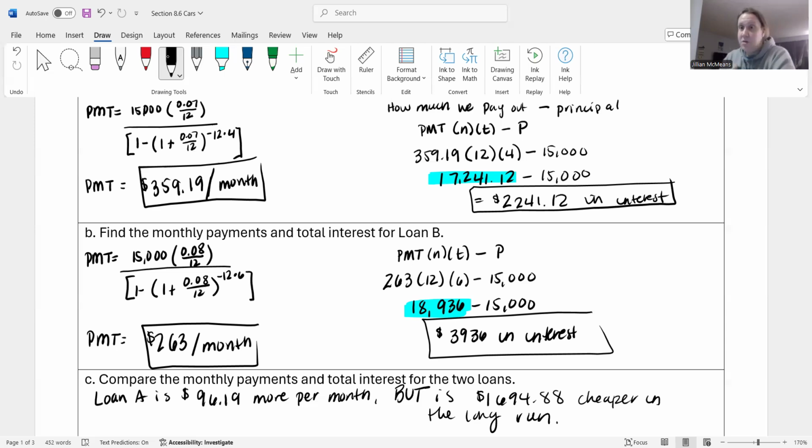But in some cases, you just can't come up with that extra $96.19 a month, and you really have to choose loan B. So there's no right or wrong answer. It all comes down to your personal situation. However, if this all comes down to which loan option is cheaper, loan A is definitely cheaper. Even though it costs you more per month, in the long run you're going to save almost $1,700 on that car. Okay? So there you have that.